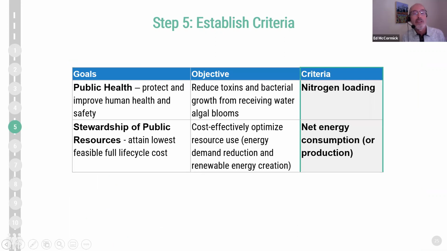So in establishing criteria, this shows you how you drill down again from broad public health and stewardship of public resources to sort of a medium level of specificity where you're reducing toxins and cost effectively optimizing resource use, in this case, energy demand reduction or renewable energy creation. And your criteria for these 2 objectives, one is nitrogen loading, and then the other is net energy consumption or production. Next slide.